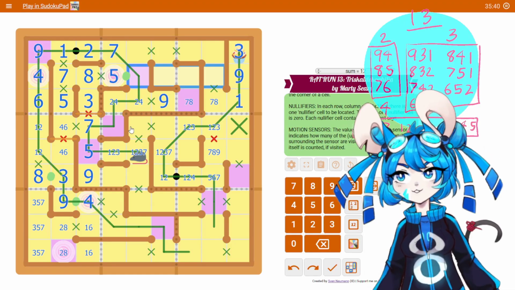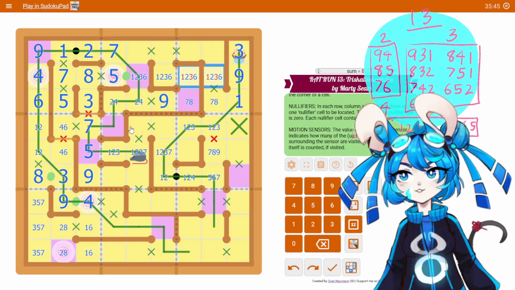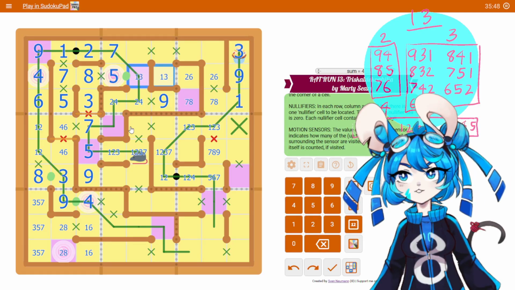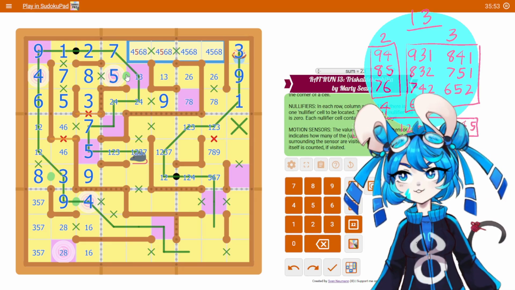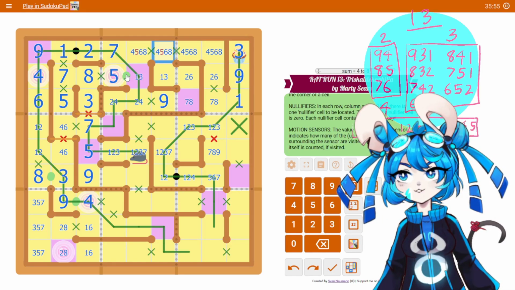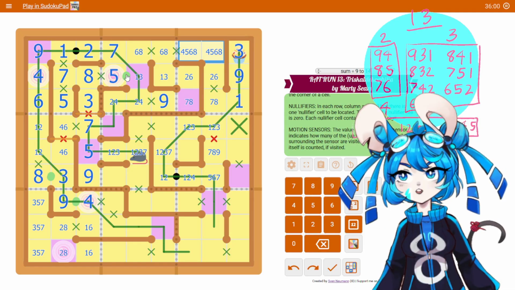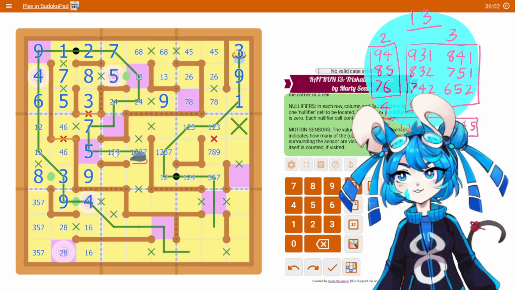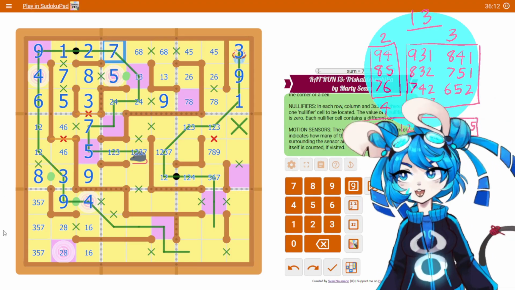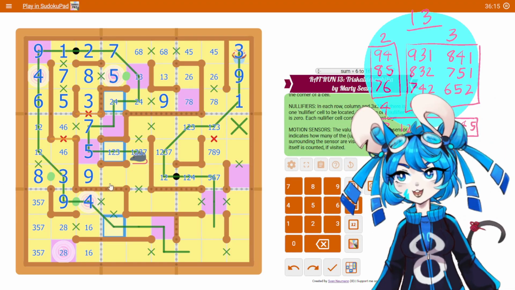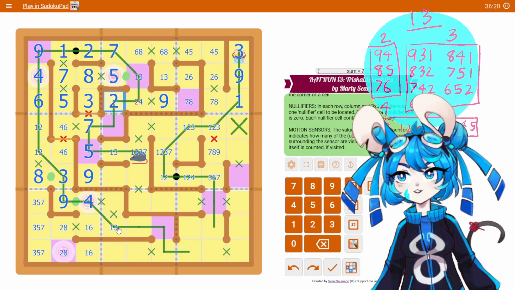These 4 digits are 1, 2, 3, and 6. These can't be 1 or 3. These can't be 2 or 6. These 4 digits are 4, 5, 6, and 8. These can't be 5 or 4. These can't be 6 or 8. Okay. These 3 cells have to be 1, 2, and 3. So these have to be 1 and 3. This is a 2.